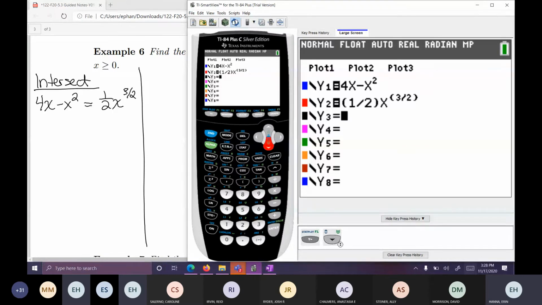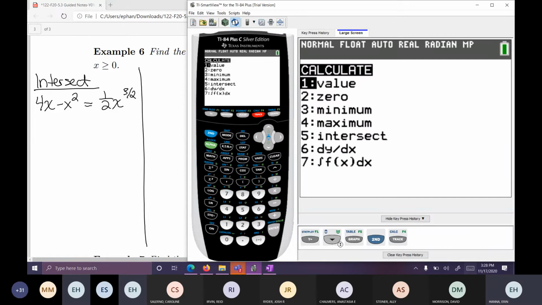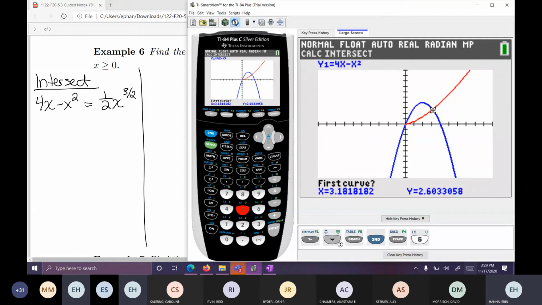Once you have both of those in there, I like to just graph them, so I hit the graph key. You don't really need to see what they look like graphed. You can just jump to the next thing, but I just like to go to the graph screen real quick first. Then to find where they intersect, you hit second and the trace button, which is right next to the graph button. Remember, my little key press history is in the bottom here in case you missed something. Second, trace. Then you can either scroll down to number 5, intersect, or just hit number 5 on the number pad.